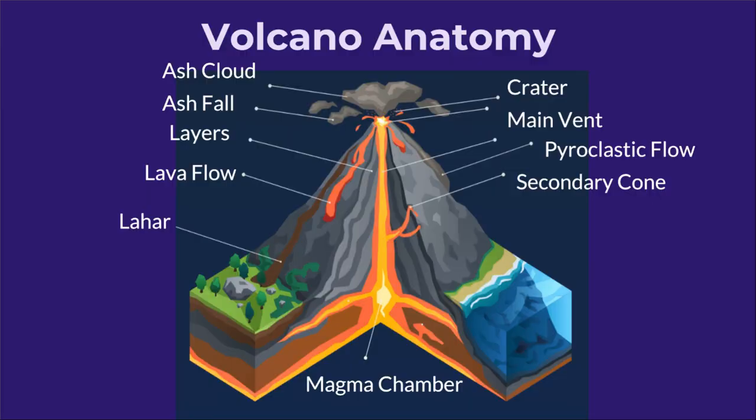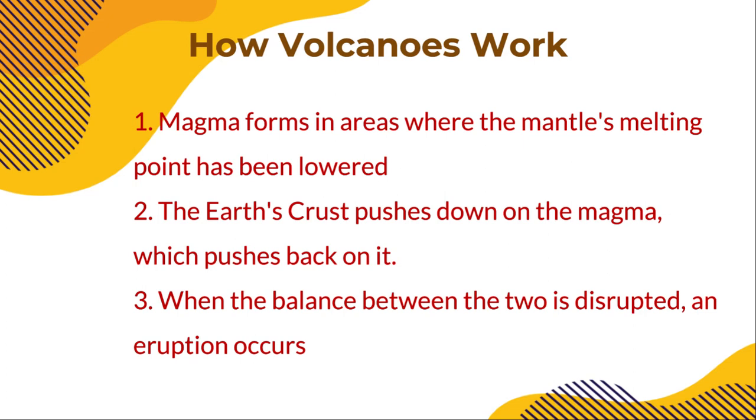Here are all of the different parts of a volcano that we went over. Again, these parts include ash clouds, ash fall, craters, layers, main and secondary vents, lava flow, pyroclastic flow, lahar, secondary cones, and magma chambers. Next, we'll go over how volcanoes work and what causes eruptions to occur.